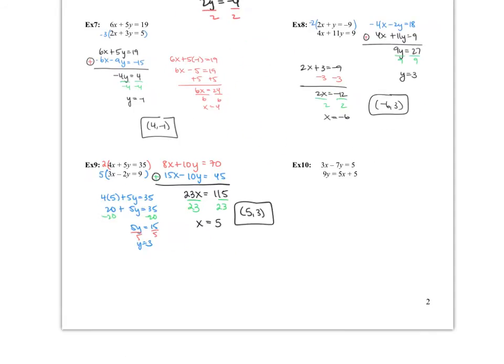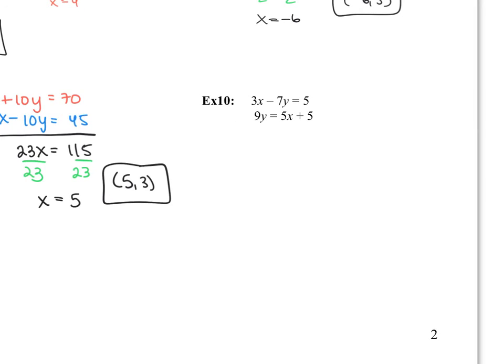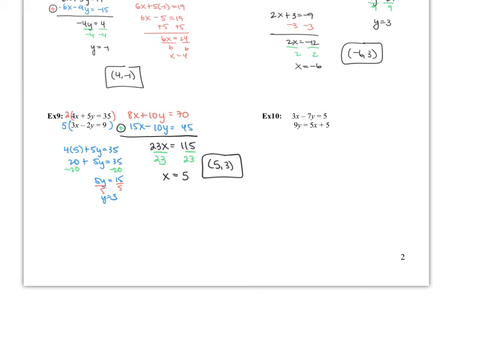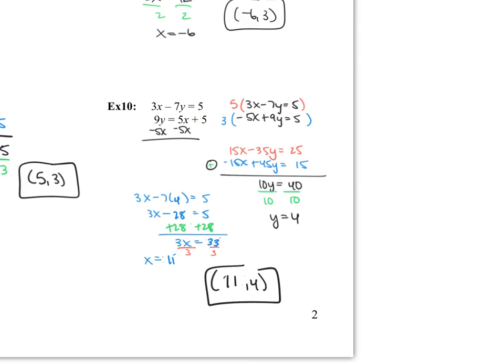Pause the video, try example 10, press play when you're ready to check your answer. Don't forget on this one, not only do you have to rearrange first so everything is stacked up, you're probably going to have to multiply both equations to find the least common multiple. So I kept my top equation the same, 3x minus 7y equals 5, and to manipulate this one, I subtracted 5x over. Then I wrote it in the xy order, so negative 5x plus 9y equals 5.